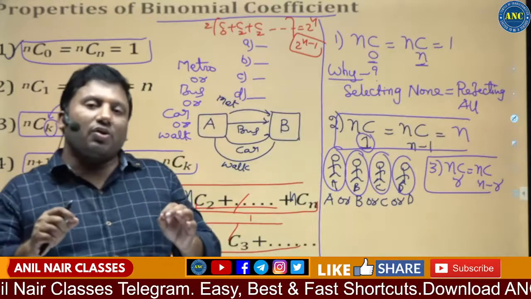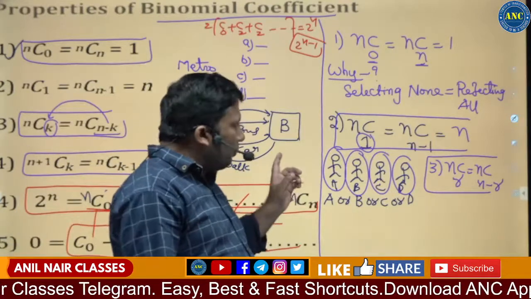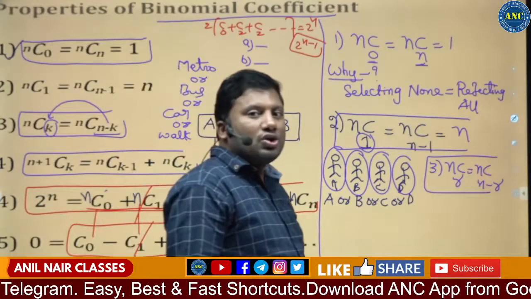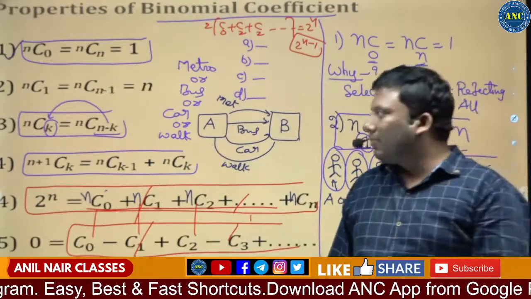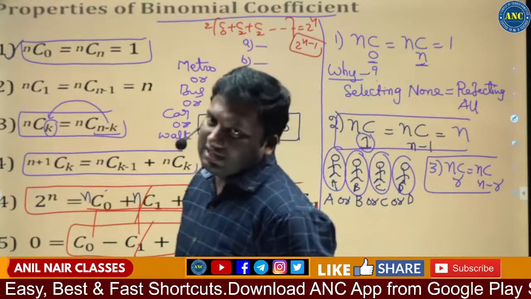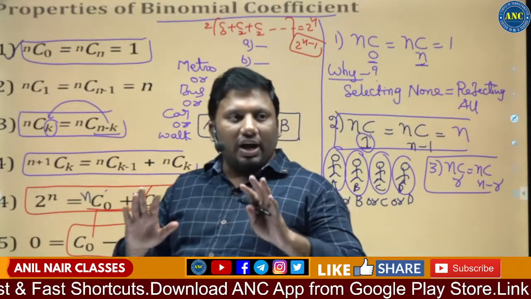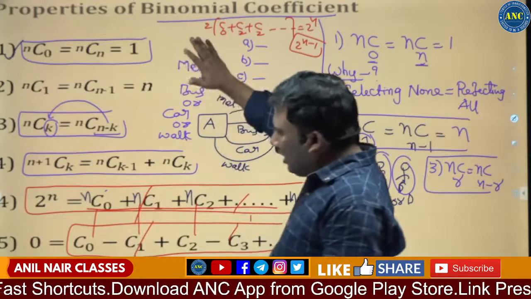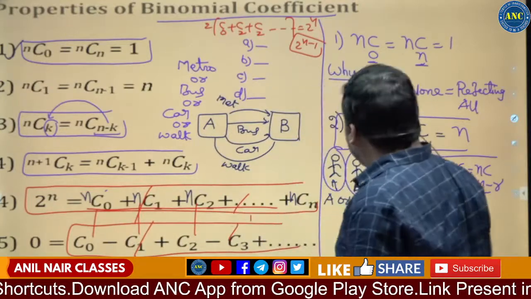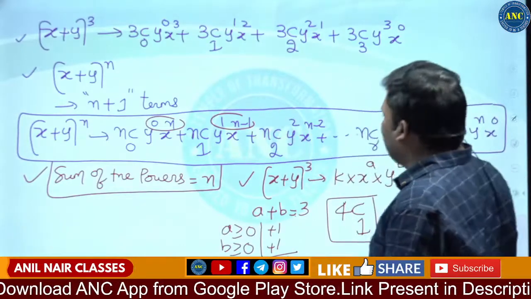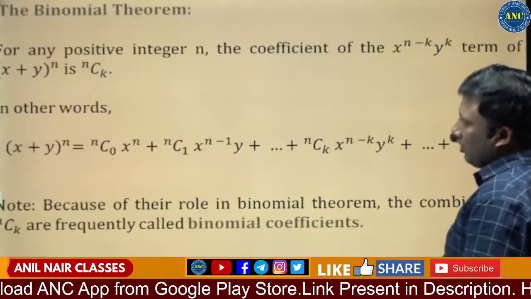Total sum of the coefficients is given by 2 power n. Sum of the even coefficients is given by 2 power n minus 1. Sum of the odd coefficients is given by, again, 2 power n minus 1. I hope the idea is very, very clear. Again, the proofs of these important key terms are clear to you. If the power is n, why is it n plus 1? I hope it is clear.